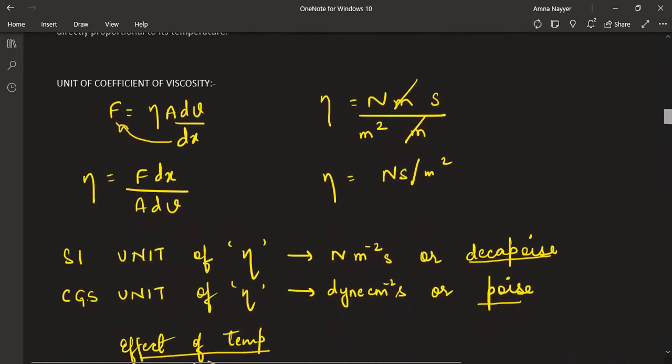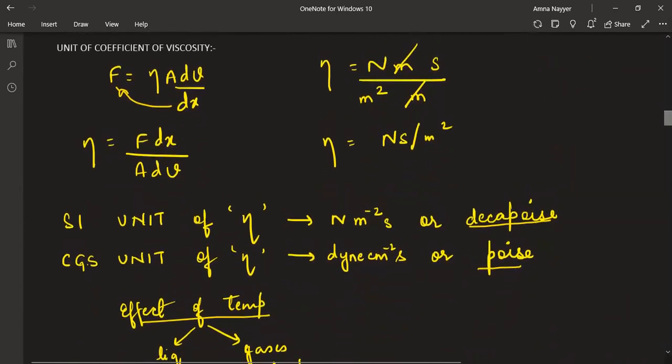This you don't need to write. Write down just this part till here.